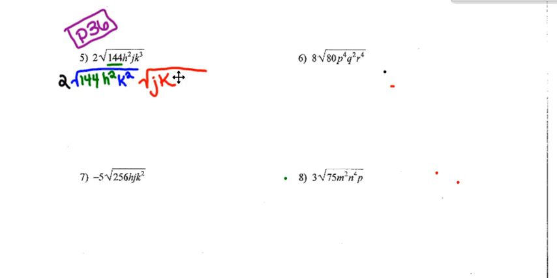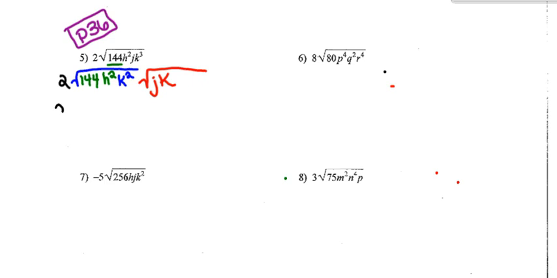And now if I were to think about going backwards and I were to multiply everything under the blue radical times everything under the red radical, I would end up with exactly what I started with, that 144 h to the second power, j to the first power, k to the third power.